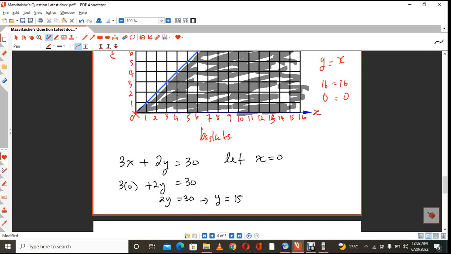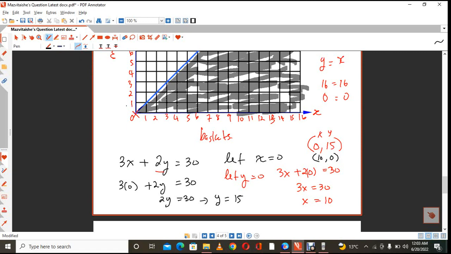Why is that important? Because now I have a point that I can work with. The point is x is 0, y is 15. So this is a coordinate point that you're going to plot. Then you say let y equal 0. You will have 3x plus 2 times 0 equals 30. At the end of the day, I just have 3x equals 30, and then x equals 30 divided by 3, which is 10. Why is that information important? Because now I have another point: x is 10, y is 0.